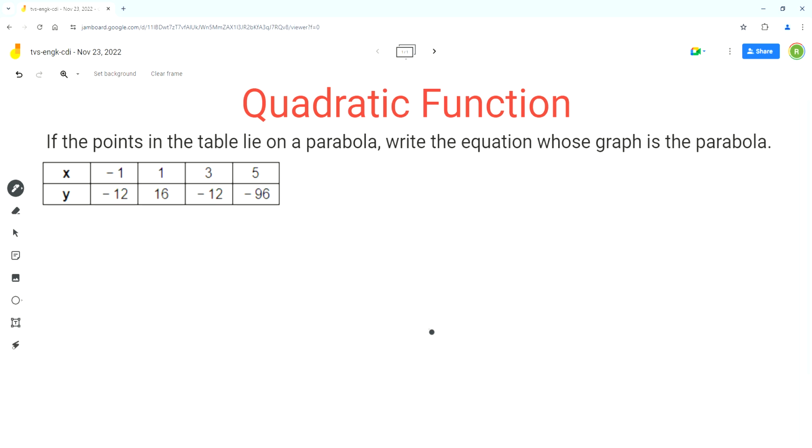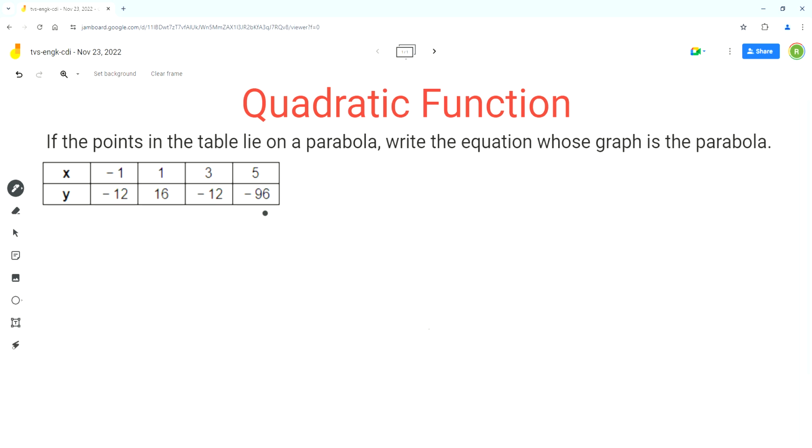So in this video, we'll solve this problem using the concepts of quadratic function. As per the problem, if the points in the table lie on a parabola, write an equation whose graph is the parabola. So we have to write an equation for a parabola on which these 4 points lie.